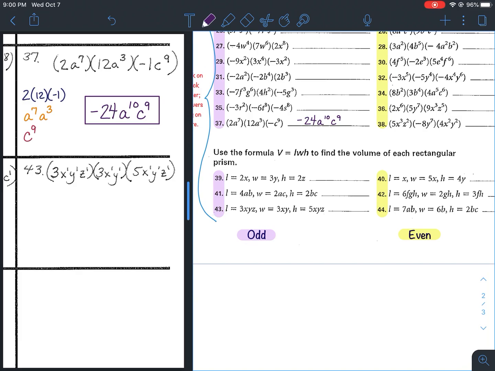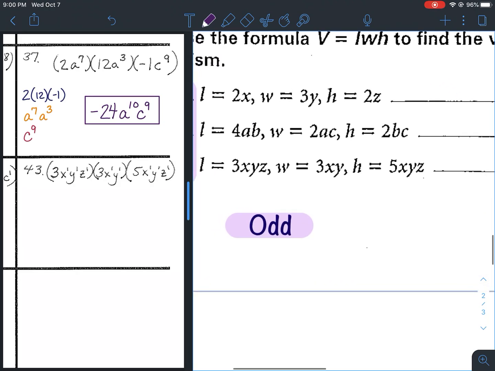I'm going to do number 43 next. It says in the directions, use the formula volume equals length times width times height to find the volume of each rectangular prism. This was the last example we did in the notes. So these problems are like the last example. They're giving you the length, the width, and the height. So if I look here, this is my length, this is my width, and this is my height.